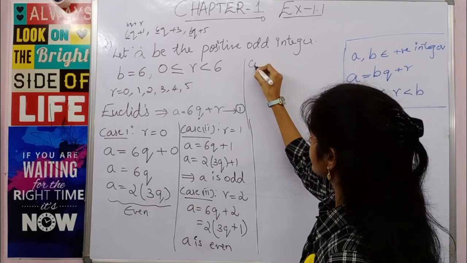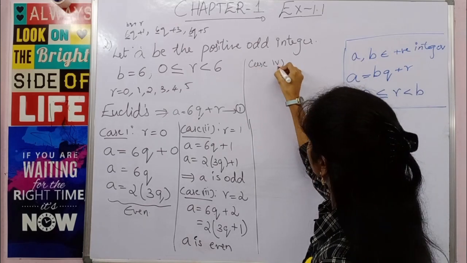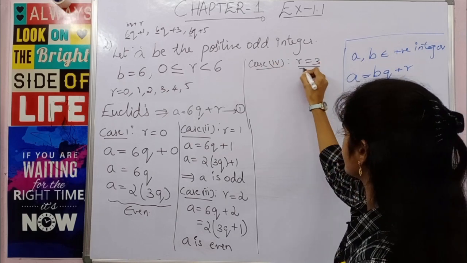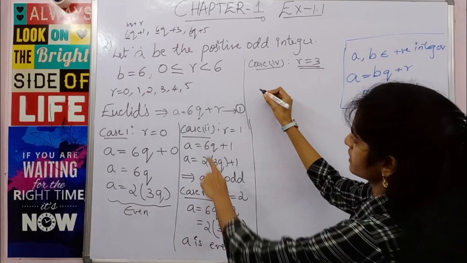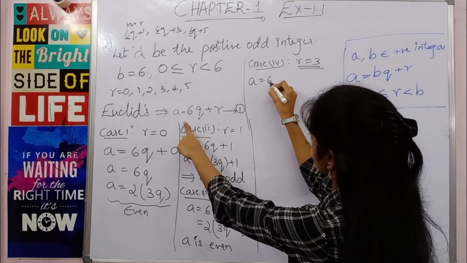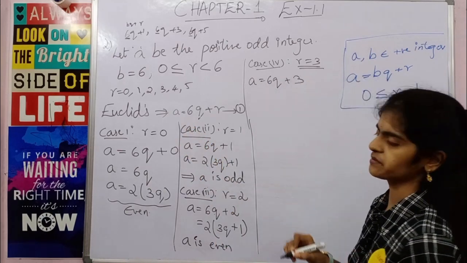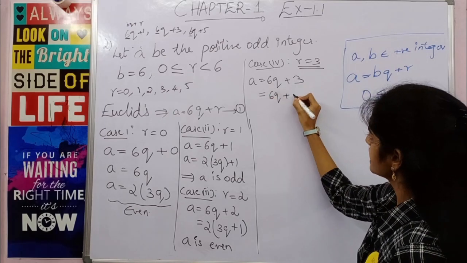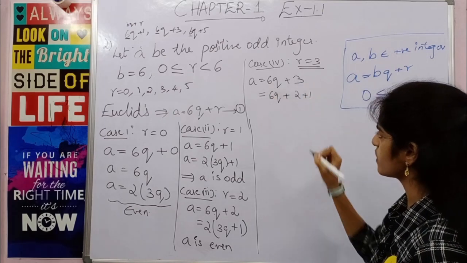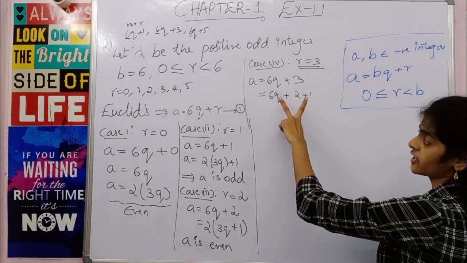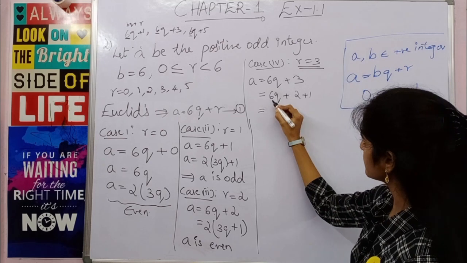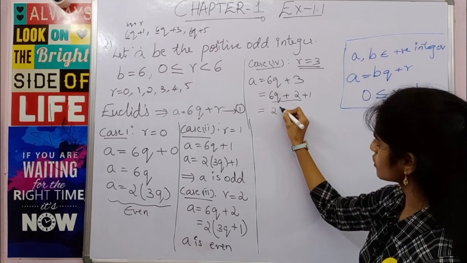Next is case 4. What is case 4? When r equals 3. So this becomes a is equal to 6q plus 3. Clear? Now this you can write as 6q plus 2 plus 1. Why am I doing it? You will know it in the next step. So this is equal to, now from these two, let us take 2 as common.